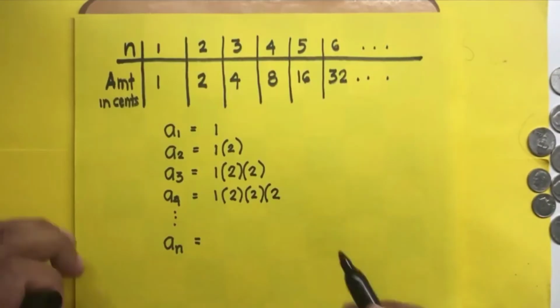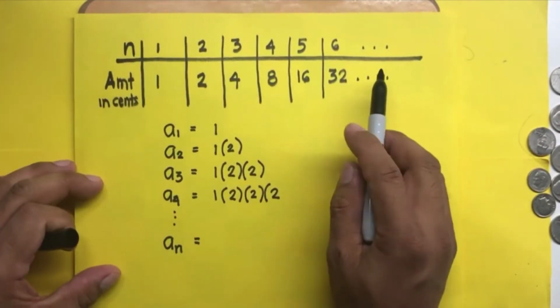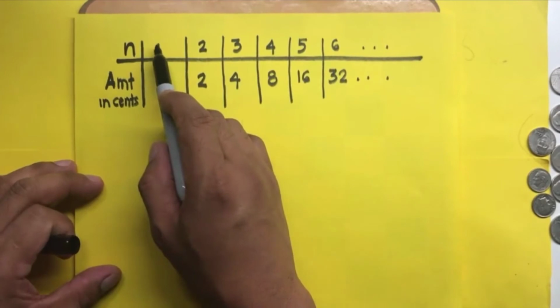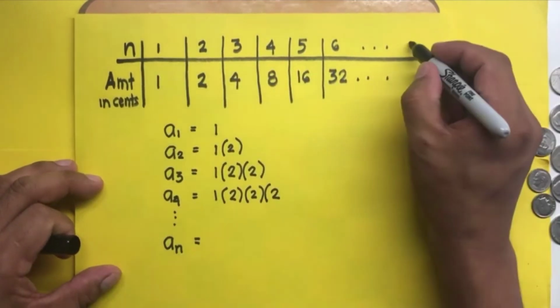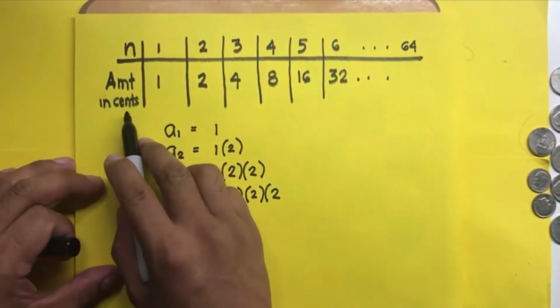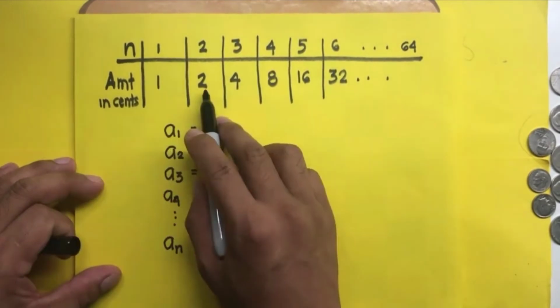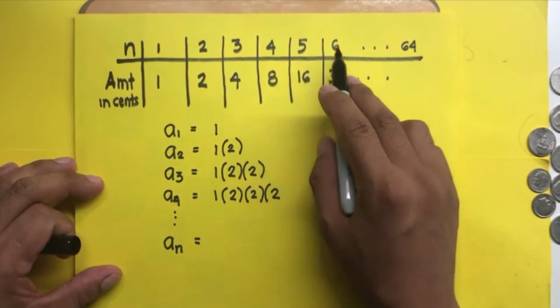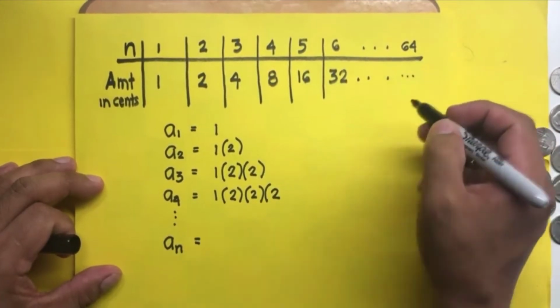Let's check. Mathematically, we can represent the situation this way. Let n be the position of the square from the first square, the second square, up to the 64th square. And the amount in number of cents is 1 cent, 2 cents, double that to get 4, double that to get 8, double to get 16, 32, until the value at the 64th square.